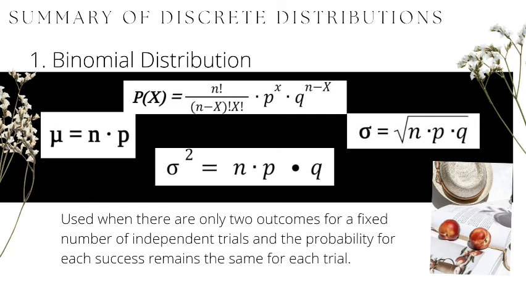Binomial distribution is used when there are only 2 outcomes for a fixed number of independent trials and the probability for each success remains the same for each trial.